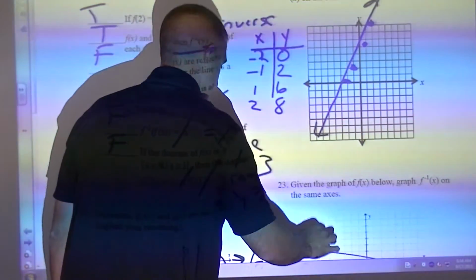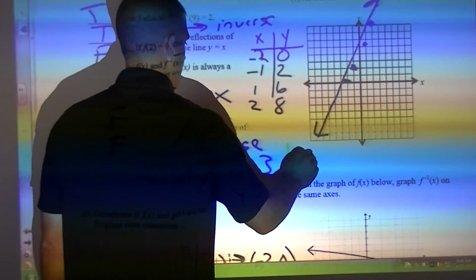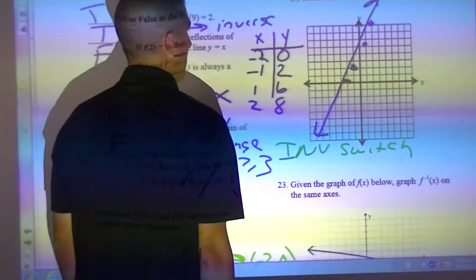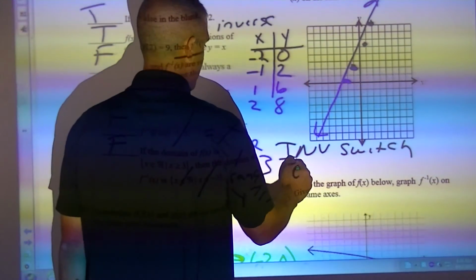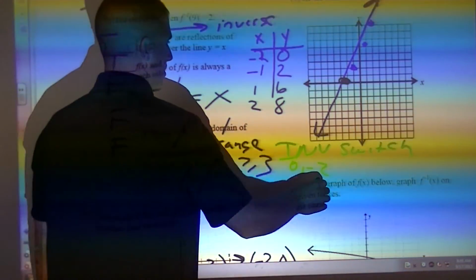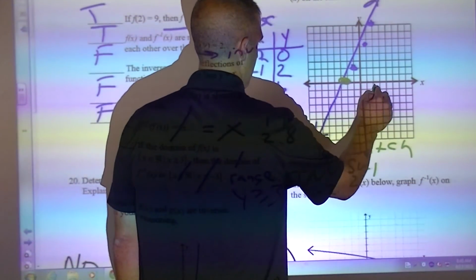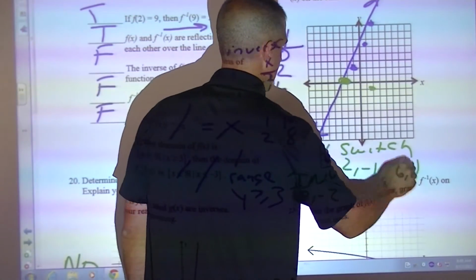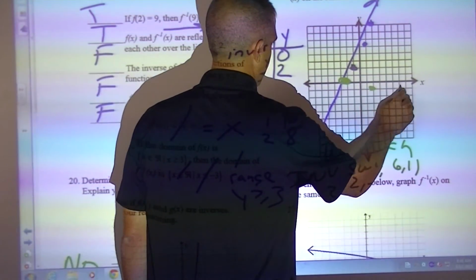Okay, the inverse. You switch all of the x's and y's. So what I would do is it would be 0, -2, which would be right here. It would be 2, -1, which would be right here. It would be 6, 1.